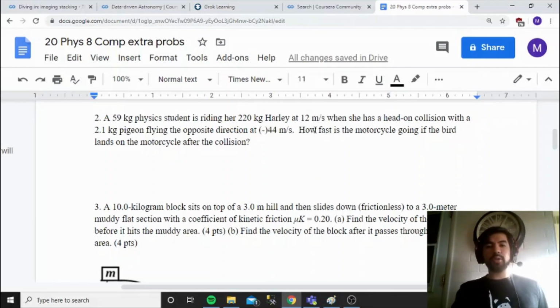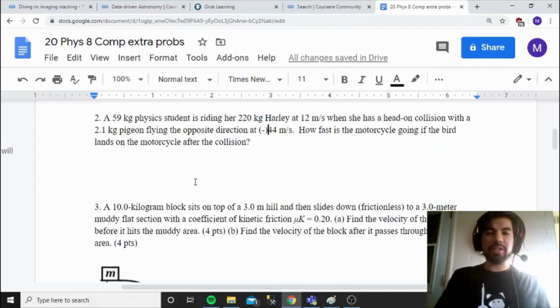So how fast is the motorcycle going if the bird lands on the motorcycle after the collision? It's funny, during the test some students have come up to me and asked, is the girl still on the bike? I can understand why I should have written the motorcycle and the girl going, but that would be a really sad problem if I had that poor girl fall off the bike. Yeah, I'm mean, but I'm not that mean.